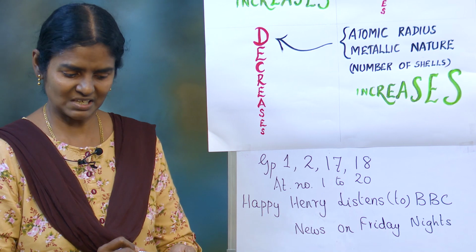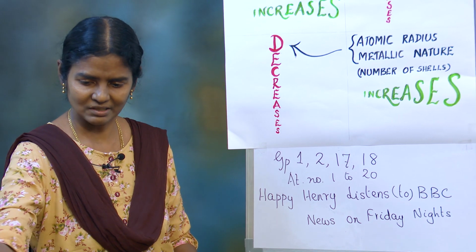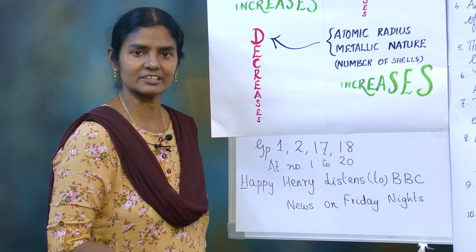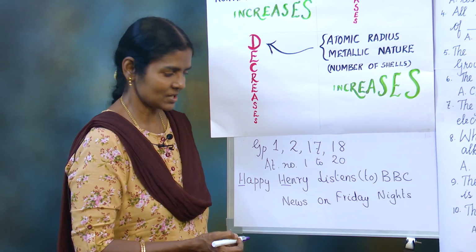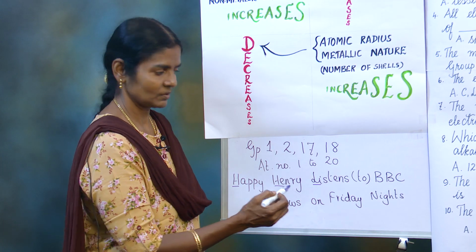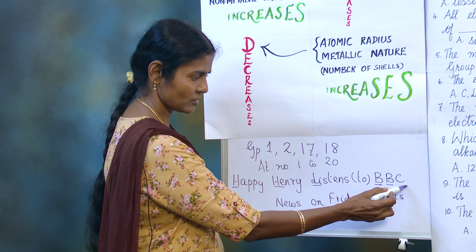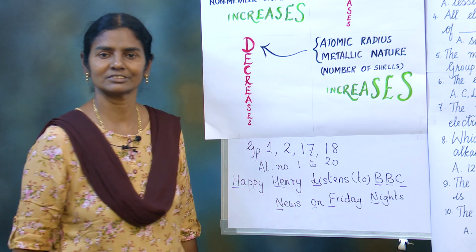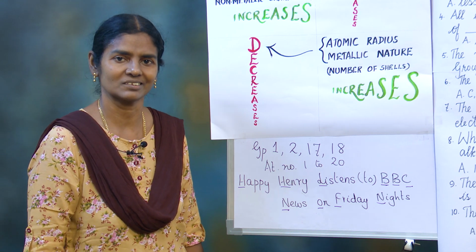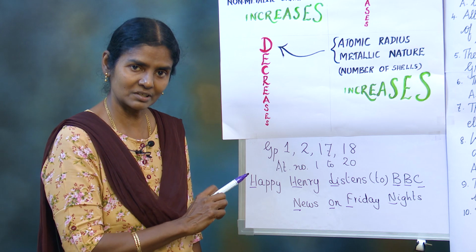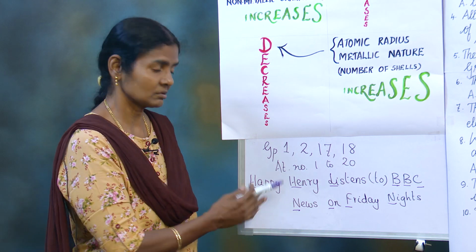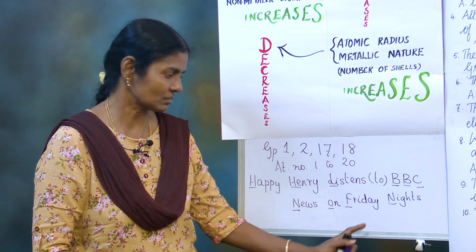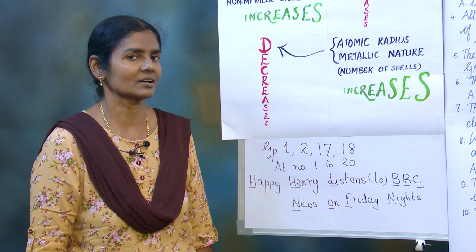Okay, it doesn't make sense. Some sort of sense is there, right? Now, in this, H stands for hydrogen, He stands for helium, then you have lithium, beryllium, boron, carbon, nitrogen, oxygen, fluorine and neon. There you go, 10 elements are over. But it makes sense, right? You don't have to learn much by heart. You just have to think: Happy Henry listens, leave those 2, BBC News on Friday nights, finished, and 10 are over.